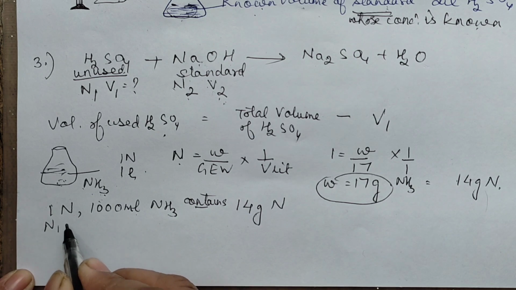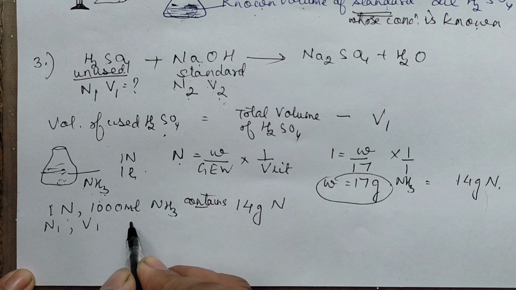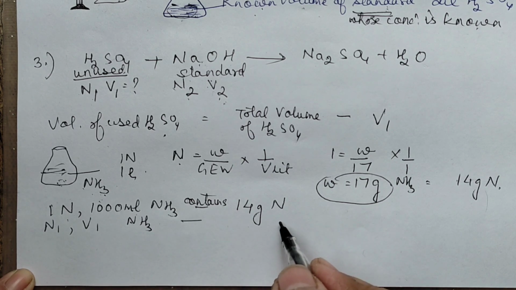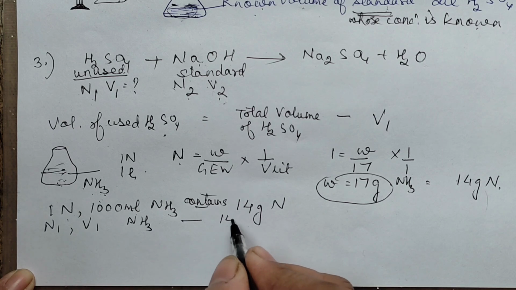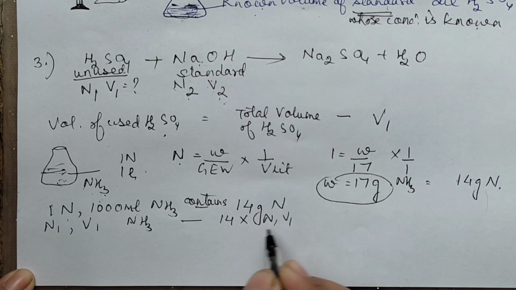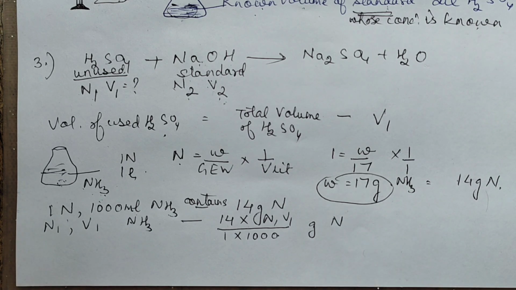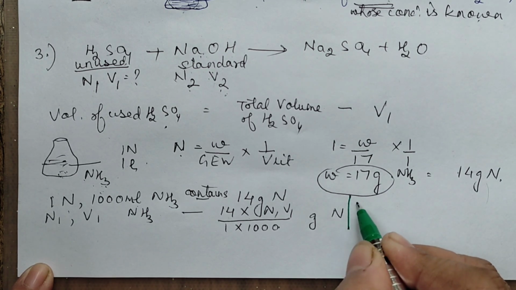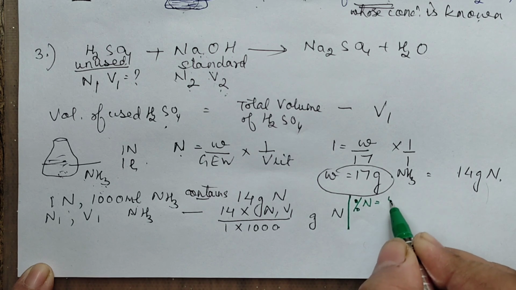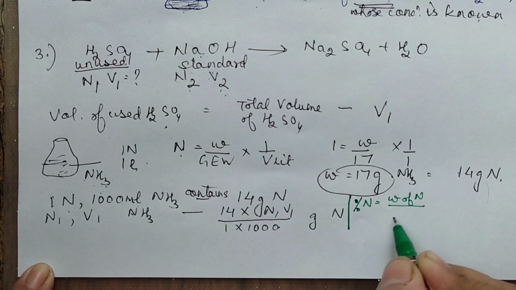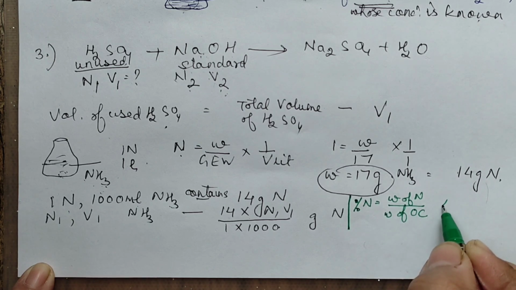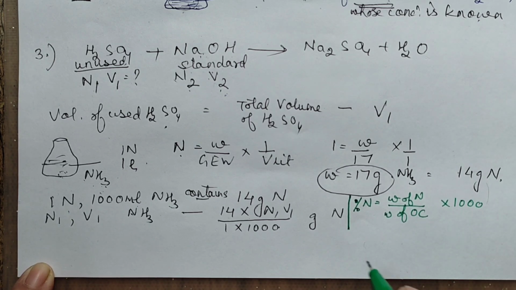Therefore, if some normality N1 and volume V1 is there of ammonia, then how much nitrogen will be there in it? We can calculate 14 into N1 V1 divided by 1 into 1000. Right? This many grams of nitrogen it will contain. Okay, so now with this gram of nitrogen we can calculate the percentage of nitrogen. So what is the formula for that? The percentage of nitrogen is equal to weight of nitrogen divided by weight of organic compound into 100. Okay, so what is the formula?